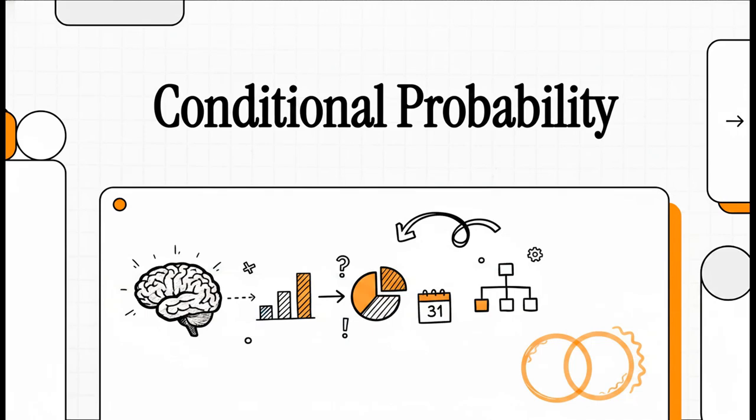Welcome to this explainer. Today, we're going to dive right into the mathematical engine that really powers dynamic decision-making. We're talking about conditional probability. It's basically this incredible framework that allows us to update our odds in real time the exact second new information arrives. Let's get into it.